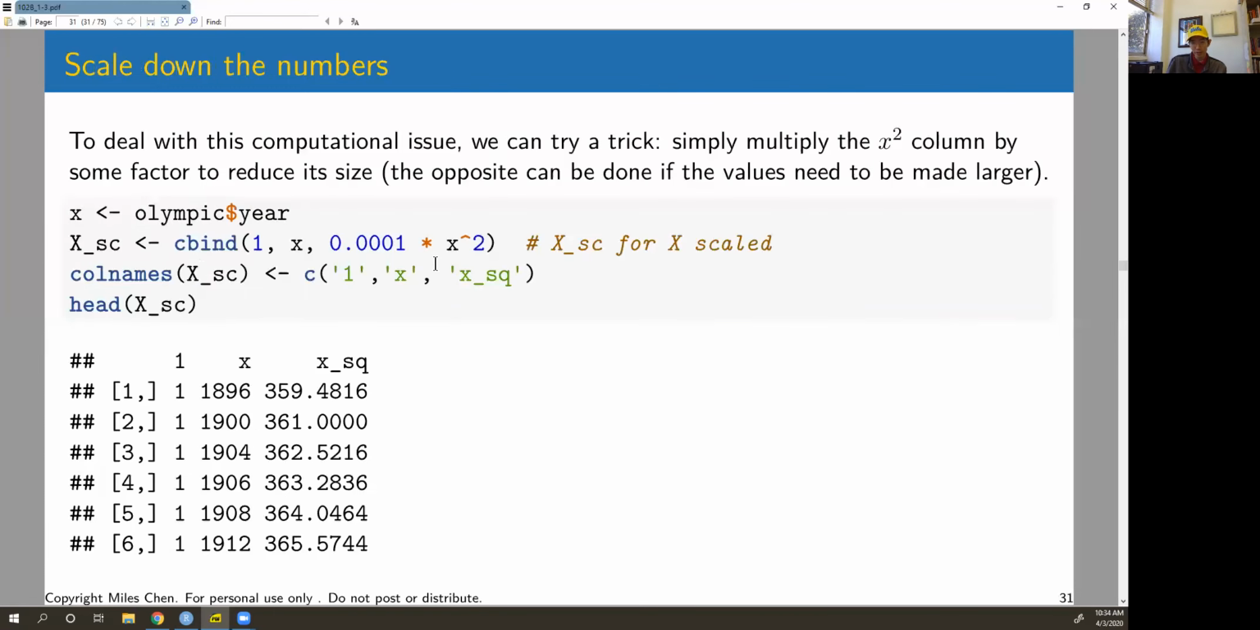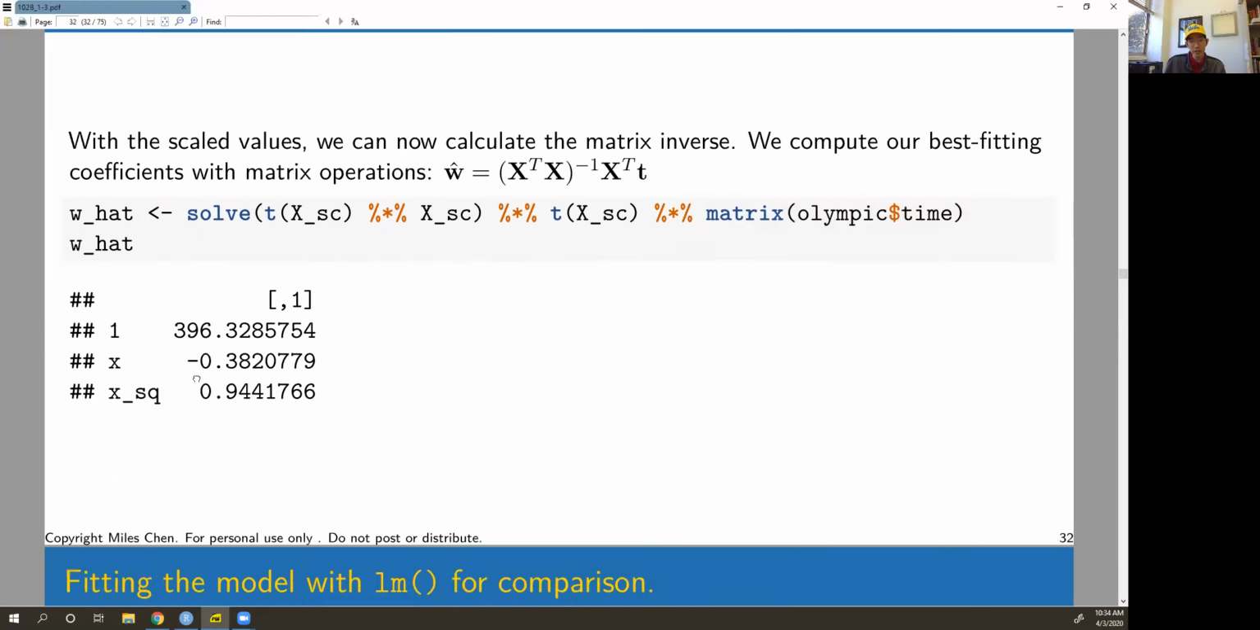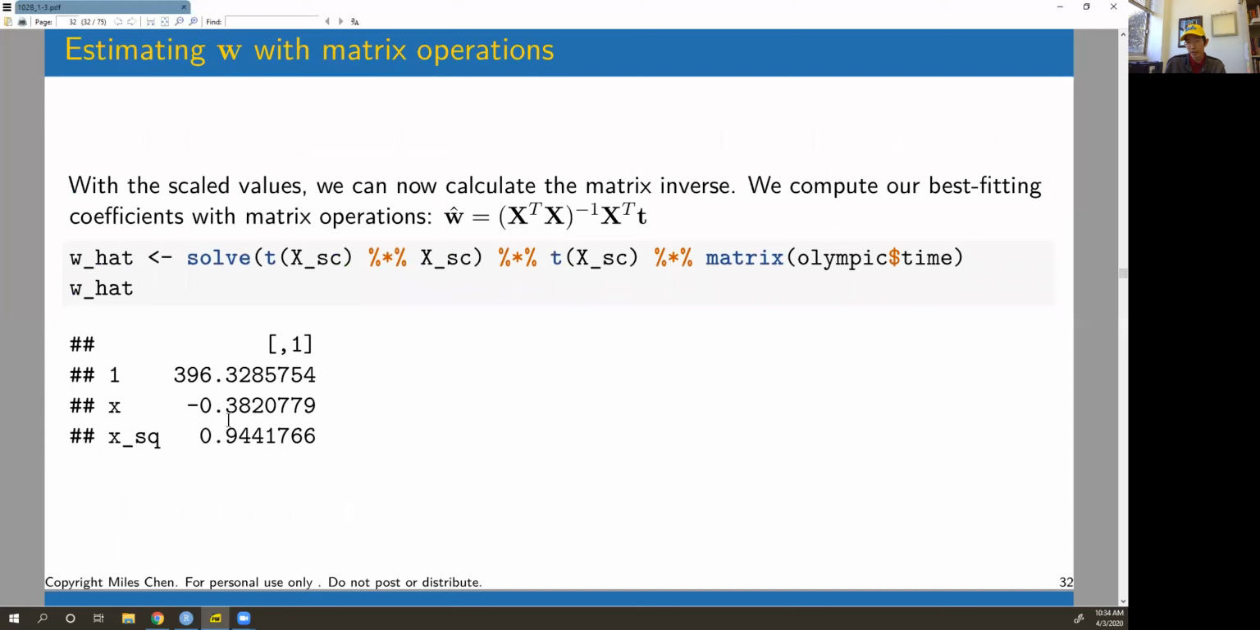I called the scaled version x_sc. And I'm able to do x transpose x inverse times x transpose times the observed values t. And here we get w hat. And w hat looks like this.